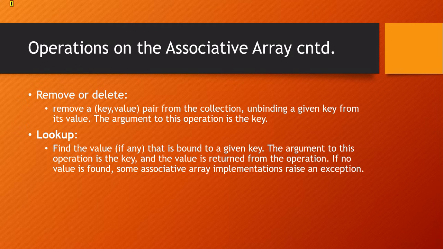The fourth one is the lookup. It finds the value, if there is any, that is bound to a given key. The argument to this operation is the key, and the value is returned from the operation. So we pass the key, and in return we get the value. If there is no value found, some associative array implementations raise an exception that there is no value currently assigned to this key.